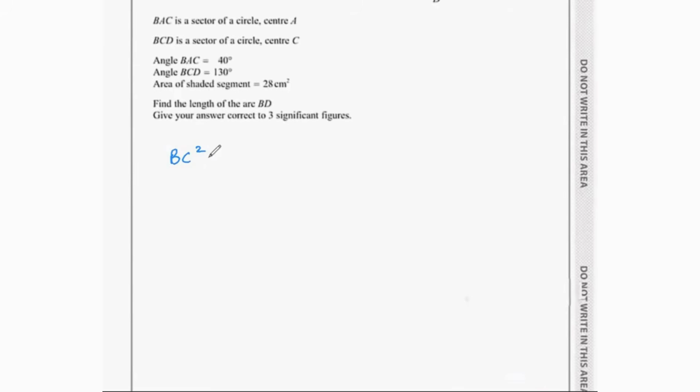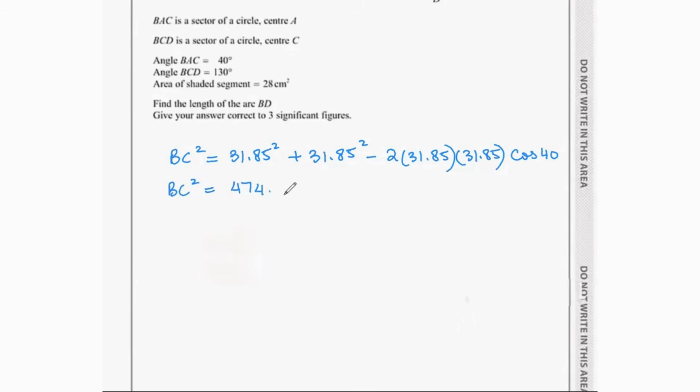So BC squared equals 31.85 squared plus 31.85 squared minus 2 times 31.85 times 31.85 times cos of 40. So that's going to give us 474.659. Now we take the square root on both sides to find the value of BC, or capital R. 474.659 square rooted is 21.79 centimeters.